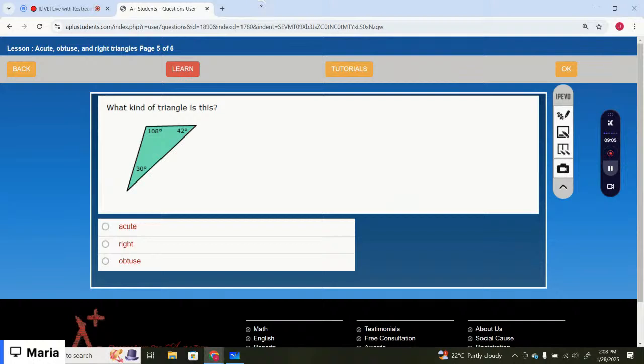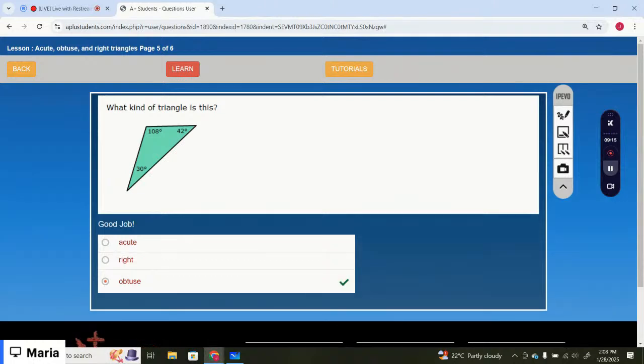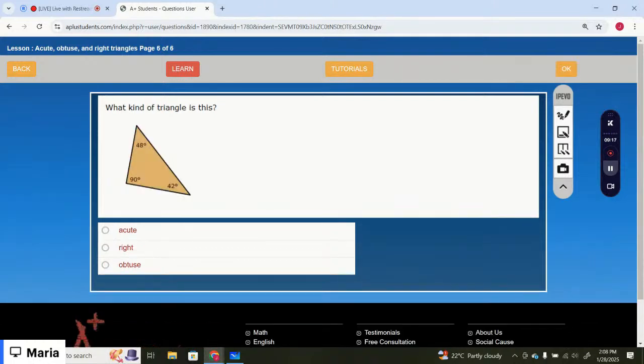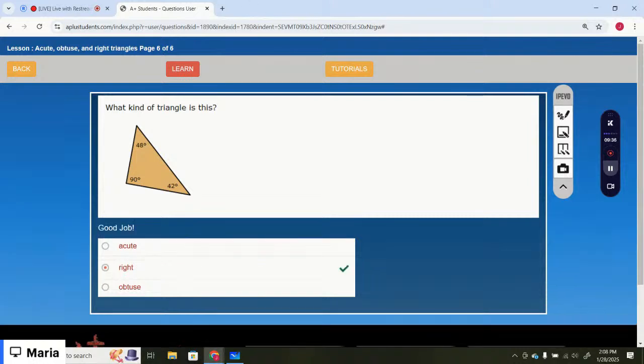What kind of triangle is this? That is the obtuse triangle. Option number three is the correct option. What kind of triangle is this? That is a right triangle. Option number two is the correct option.